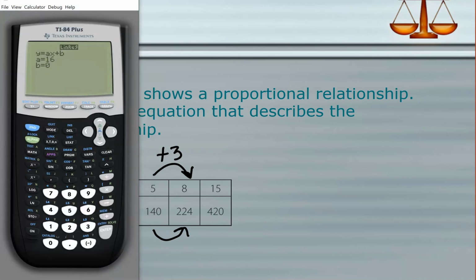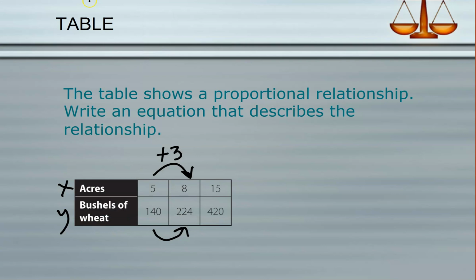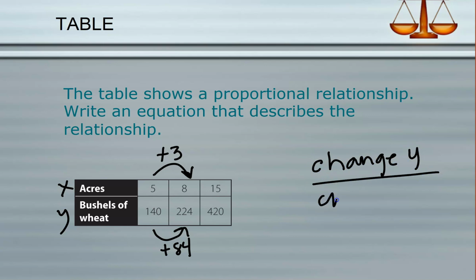Oh no, miss, I don't know. Well, again, you do have a calculator, so please use it to your advantage. So we have 224 minus 140. So the difference there is 84. So that means it increased by 84. You guys remember how to find a constant by this time? Hopefully you do. You divide the change in y divided by the change in x.